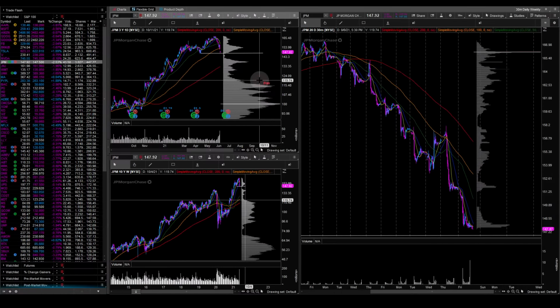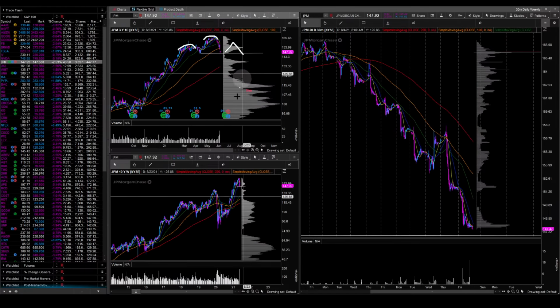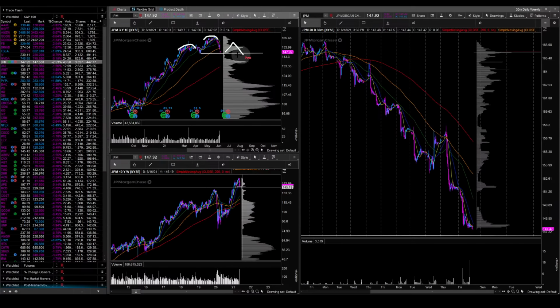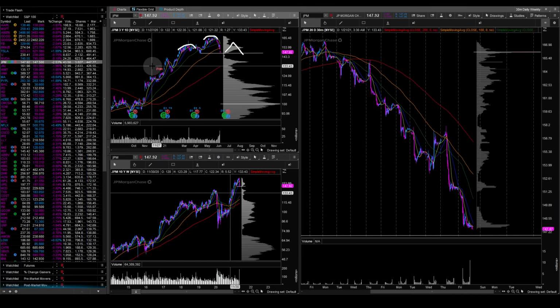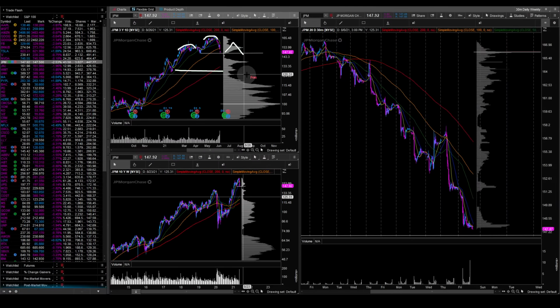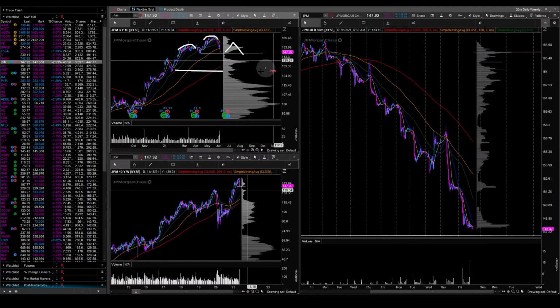Little kind of head and shoulder-ish kind of price action. There's the left shoulder, there's the head. So we'll see if it rolls over and does something like that. And then, you know, measured move would probably take it in here somewhere. So at 127-ish. So another 20 points.